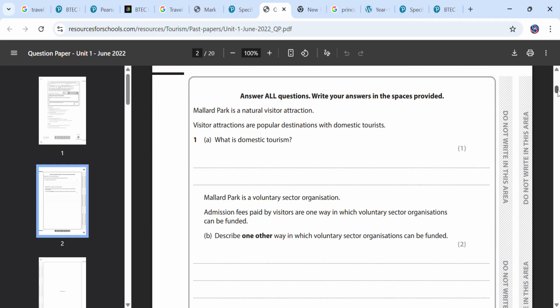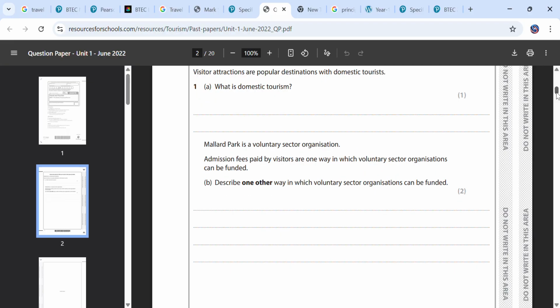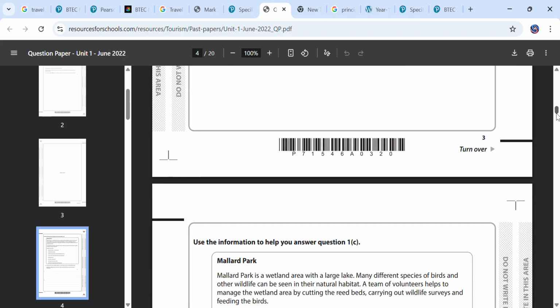This exam has tons of questions. Natural visitor attractions. Domestic tourism. People within the country visiting. Describe one other way in which voluntary sector organisations can be funded. Maybe, obviously it says admission fees. You could also say by government fees as well, from budget. You can say that. And yeah, so this is it.